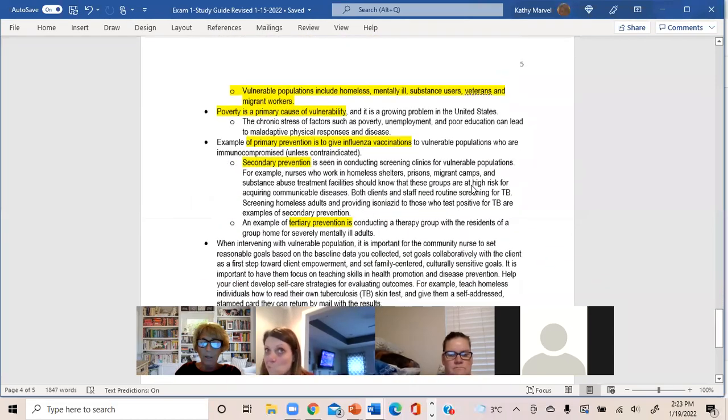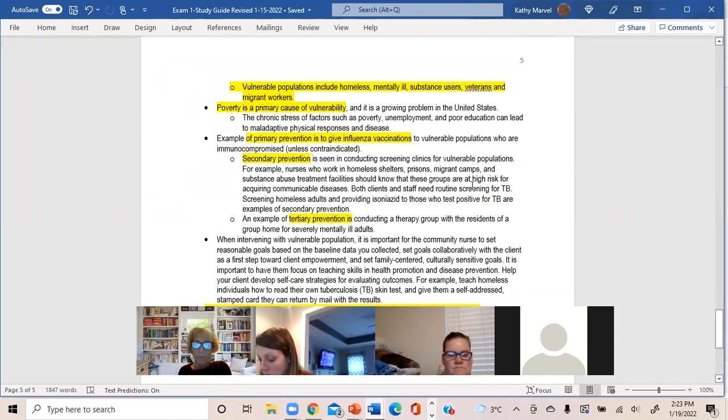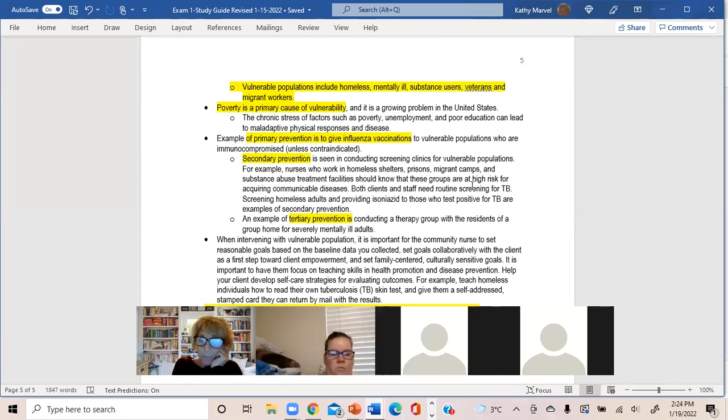Okay, what do we think of when we think of vulnerable populations? Homelessness? What else? What are you going to be dealing with as a community public health nurse as far as vulnerability? The elderly and the young. Yep. What else? Teen pregnancy? Absolutely. Mental illness. What else? Addictions. Absolutely.